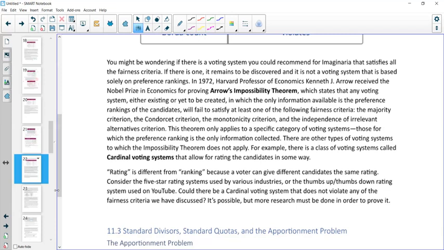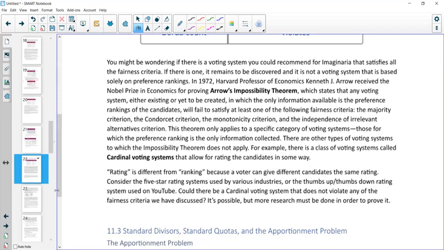This theorem only applies to a specific category of voting system, those for which the preference ranking is the only information collected. There are other types of voting systems to which the impossibility theorem does not apply. For example, there is a class of voting systems called cardinal voting systems that allow for rating the candidates in some way. Rating is different than ranking because a voter can give different candidates the same rating, like the 5-star rating system used by various industries or the thumbs up, thumbs down rating used on YouTube.